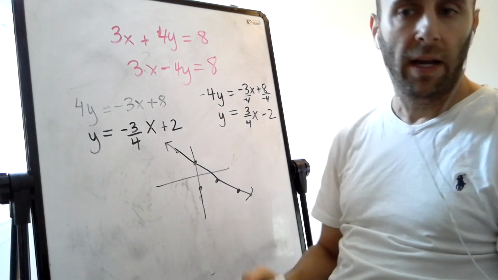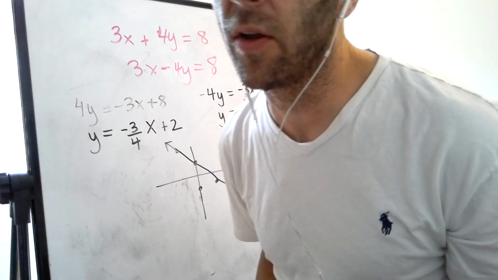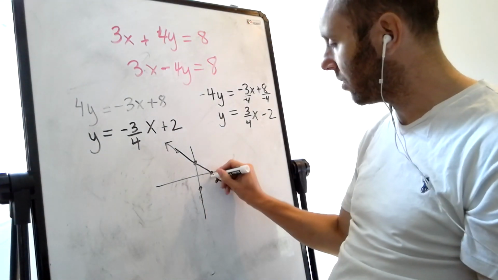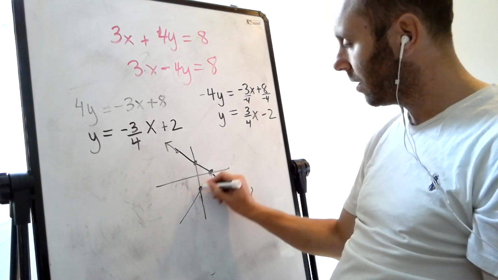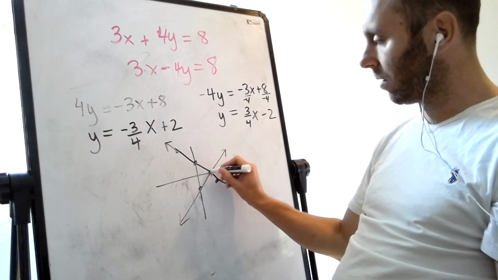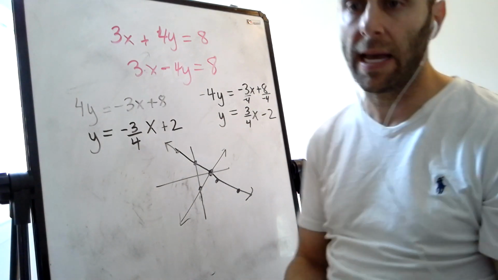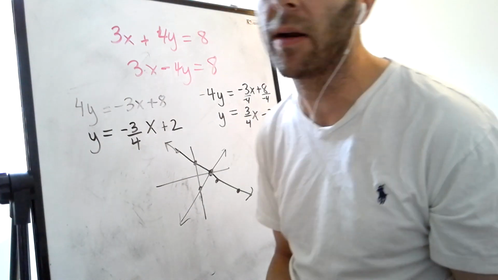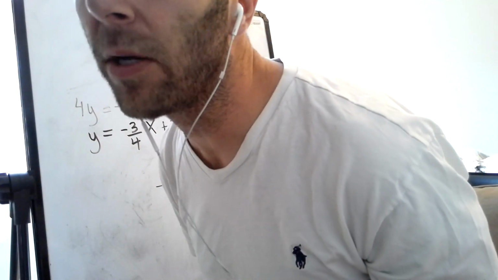And eventually, I've got to be honest with you, I know where it intersects. It intersects right here. If you were doing this on a piece of graph paper, this point right here would be at, hold on a second, I think it would be at 2.5.